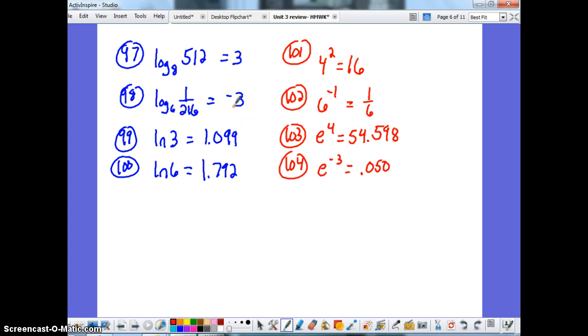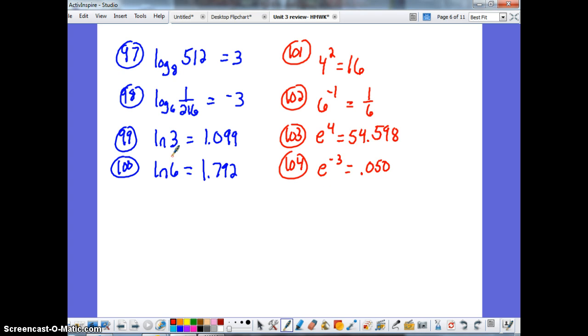So number 97, you're going to rewrite that as log base 8 of 512, and when you solve that, you get 3. Number 98, you're going to rewrite it as log base 6 of 1 over 216, and you get negative 3. Again, notice here for 97 through 100, they were all given as exponentials. We want to solve for the exponent, so we need to rewrite it as a log. Have those in blue here.